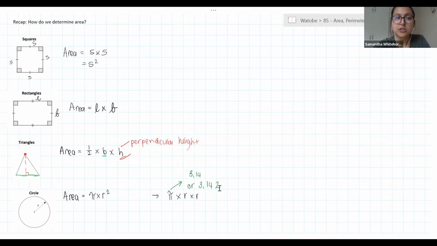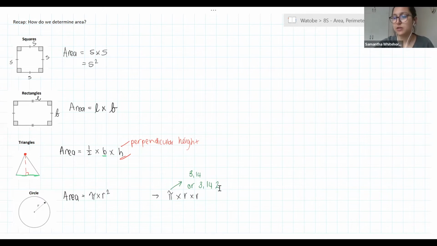So I would take a screenshot of this just so that you have all 4 area formulas so that we can eventually go and apply them in our examples. So I'll give you a second or 2 to take a screenshot, and then we're going to have a look at some examples. Hopefully nothing here is new.